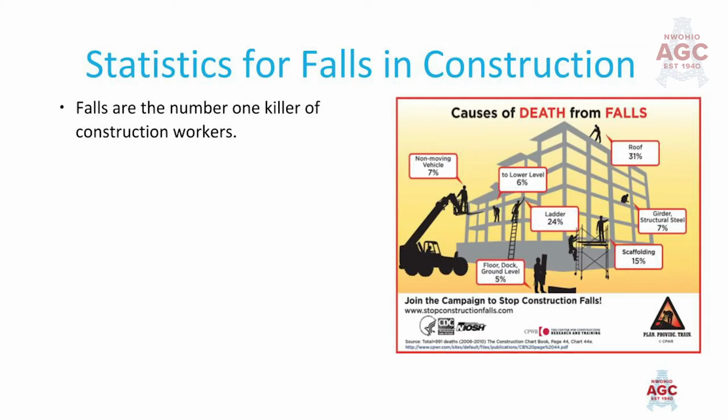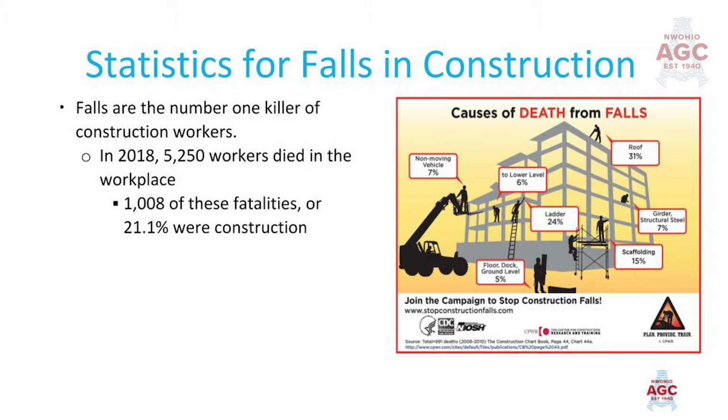Some statistics when it comes to falls in construction. In 2018, there were 5,250 fatalities in the workplace in the United States. 1,008 of those fatalities were in construction. And of those 1,008 fatalities in construction, 338 were due to falls.